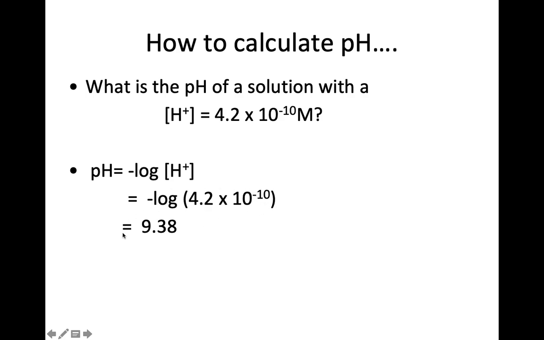And when you do this, it's going to give you a number of 9.38. That is the official pH, 9.38. But let's pause for a second. Look at this number. It's a 10. Is 9 close to 10? Yes, it is. Is it exactly 10?